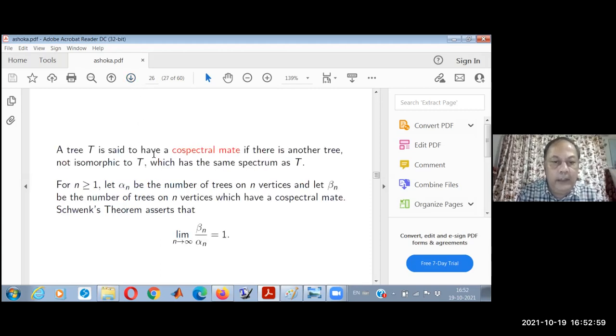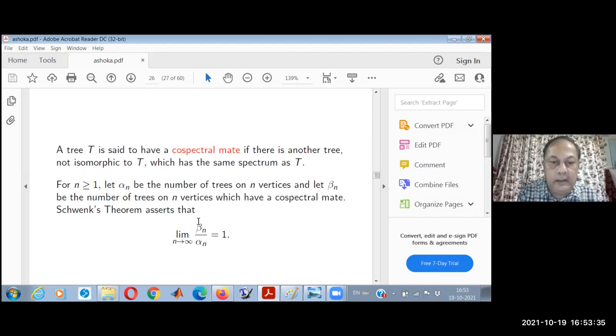Okay, so to make this more formal, we will say that a tree has a co-spectral mate if there is another tree, not isomorphic to that, which has the same spectrum. So if a tree has a co-spectral mate, that means it is not determined by the eigenvalues. I can find another tree with the same eigenvalues and which is not isomorphic. And now we will make an asymptotic kind of result. Schwenk's result is asymptotic. So let alpha n be the total number of trees on n vertices, and beta n is the number of trees which have a co-spectral mate.